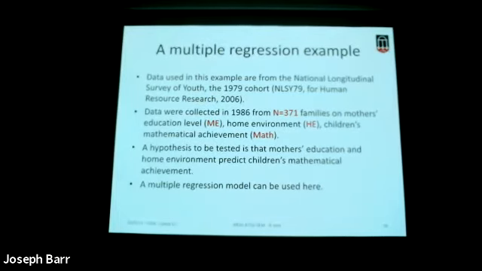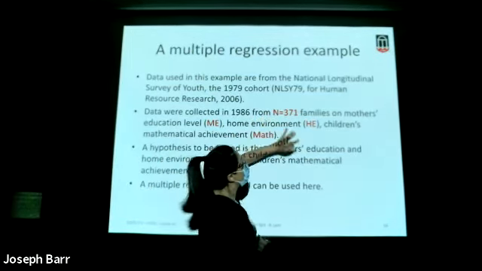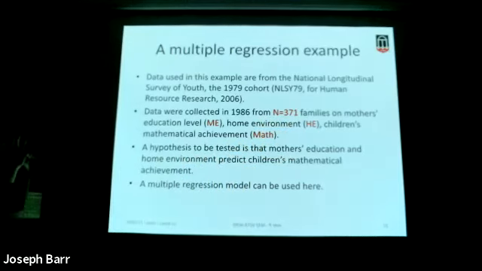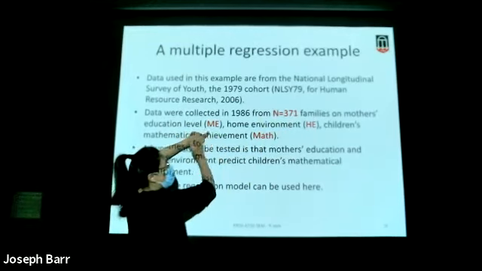We have this quite a famous data set called National Longitudinal Survey of Youth, from the 1974 cohort. I just got a small sample from the whole data set, with sample size 371. It includes the families, and one variable is called the mother's education level. We call it ME. ME is for mother's education level.